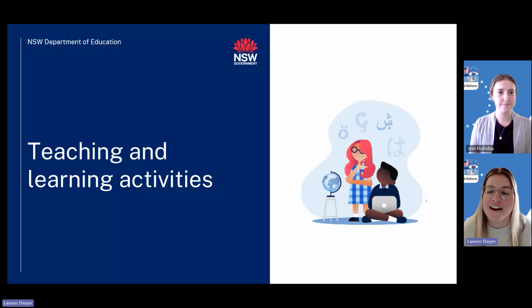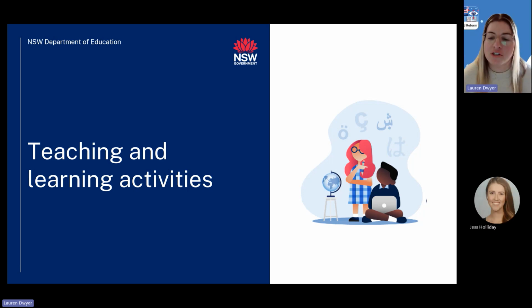Thanks, Jess. So now that we've had a look at the elements of the unit of work, let's take a look at some of the activities included within it. The teaching and learning activities demonstrate the outcomes in action, with outcome dot points from the modern languages syllabus aligned to the teaching and learning activities. They contain hyperlinks to the resources that you need to complete each activity. They unpack the pedagogy behind each activity. They contain suggestions for differentiation or variations, and they have a focus on inclusivity for our learners.